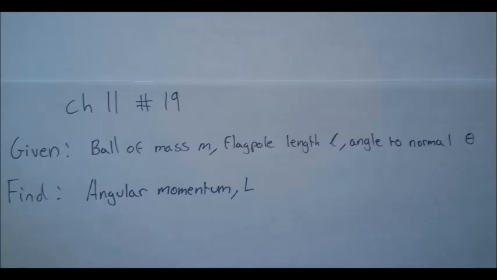So for the givens, we have the ball having mass m, the flagpole having length L, and the angle it makes as theta. And what we need to find is the angular momentum of the ball about point P.